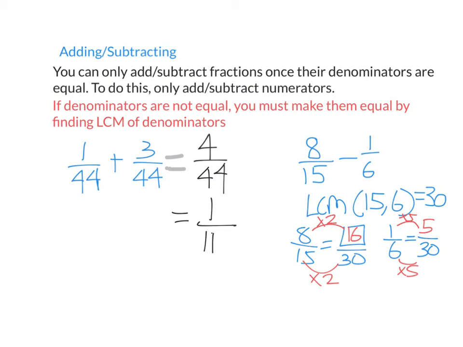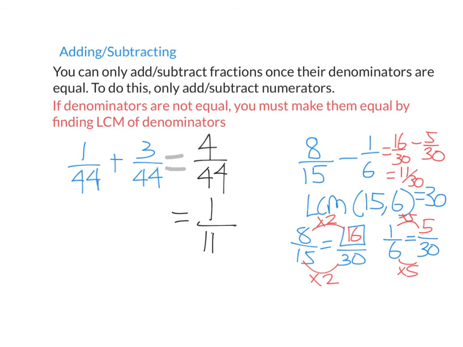So 8 over 15 minus 1 over 6, 8 over 15 is 16 over 30. 1 over 6 is 5 over 30. Now that they have the same denominator, I can add or subtract. And I just add or subtract the top. So here I just go 16 minus 5 is 11, and I keep the same denominator. So 11 over 30 is my final answer, and I'm done.